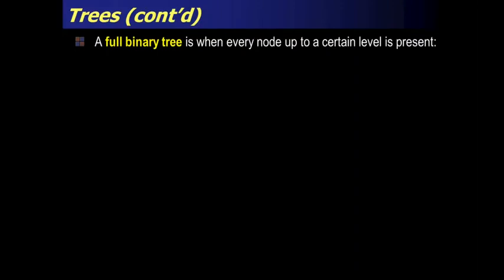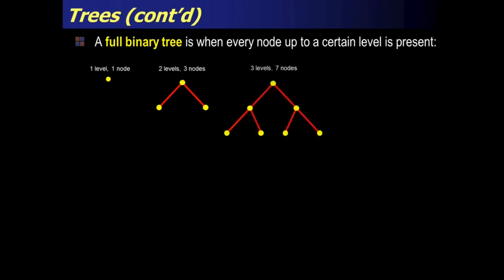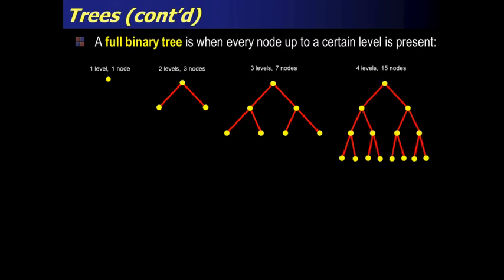Okay? It's defined as a full binary tree if every node is present at every level. So let me show you some examples. That's a full binary tree. It has 1 level, 1 node. That's a full binary tree. 2 levels, 3 nodes. Every node is present. That's a full binary tree. If, for example, that one right there was gone, it would no longer be a full tree. It would be a partial tree. Okay? This is a full tree.